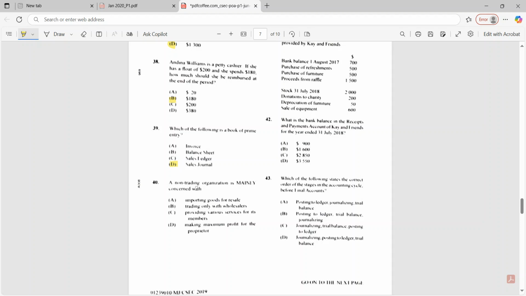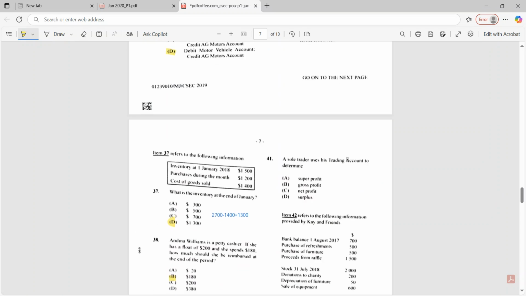A non-trading organization is mainly concerned with importing goods for resale, trading only with wholesalers, providing various services for its members, or making maximum profit for the proprietor. Since it is non-profit, it must be providing some form of service to those who are in that business.